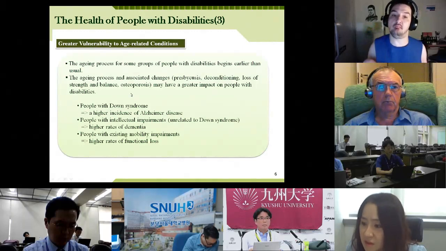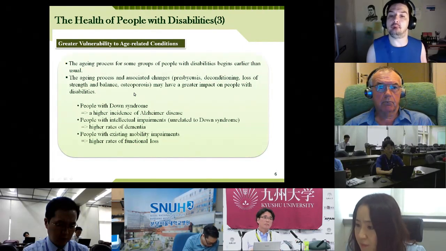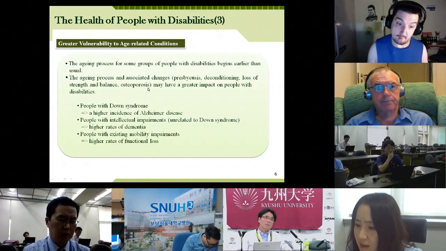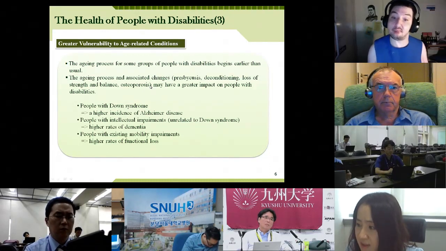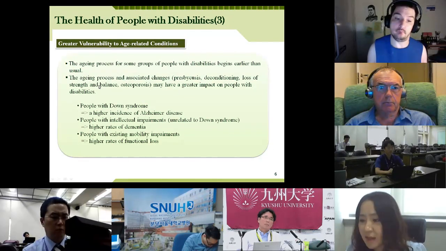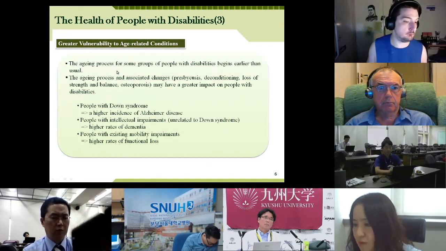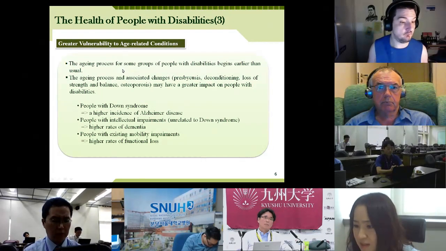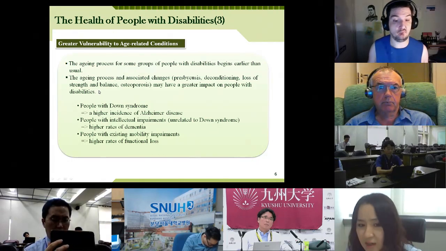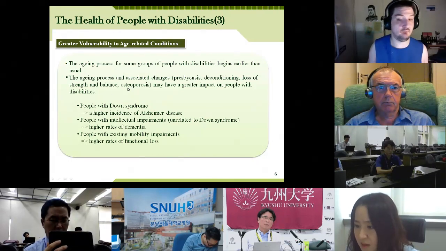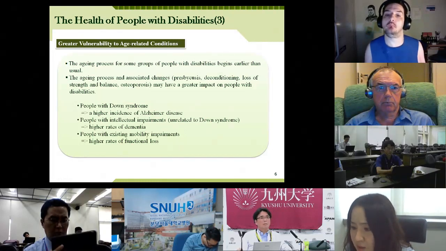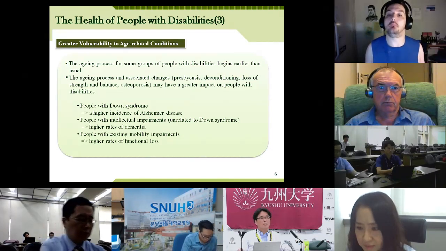And people with disabilities have greater vulnerability to age-related conditions than those without disabilities. The aging process for some groups of people with disabilities begins earlier than usual. The aging process and associated changes may have a greater impact on people with disabilities.